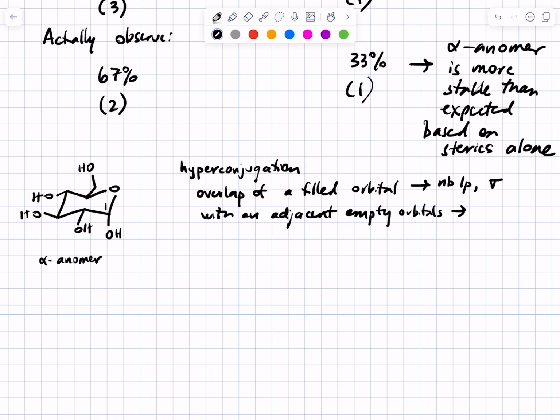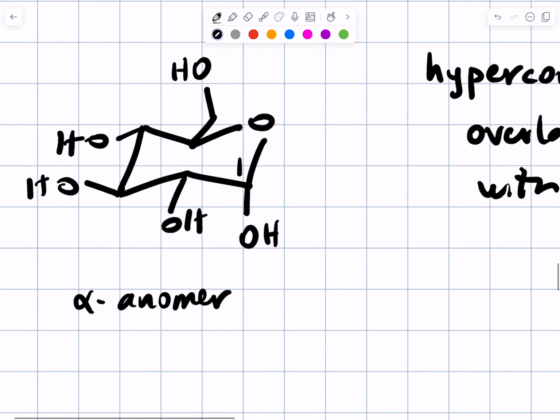The adjacent empty orbitals sometimes are empty p orbitals, but they could also be empty sigma stars or empty pi stars. And when an adjacent filled orbital overlaps with an empty orbital on the adjacent atom, the electrons in the filled orbital spread out a little bit. They don't totally populate the empty orbital, they just spread out a little bit. And the spreading out is stabilizing for the electrons. The filled orbital that we're going to talk about is the non-bonding lone pair on the ring oxygen.